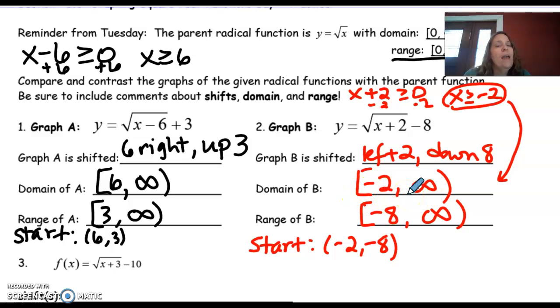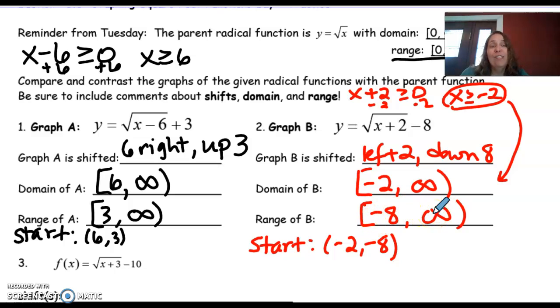As far as the range is concerned, look outside of the radical. There is a minus 8. If we start with the smallest y value possible being 0, 0 minus 8 is negative 8. That's where our range begins. So it starts at negative 8 and then moves up to positive infinity from there.